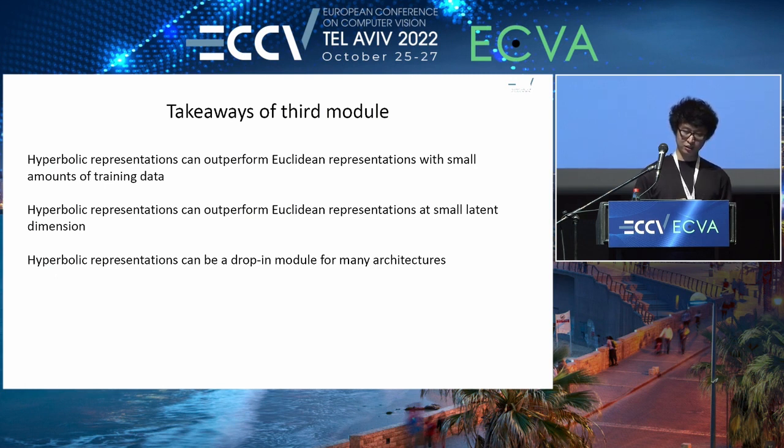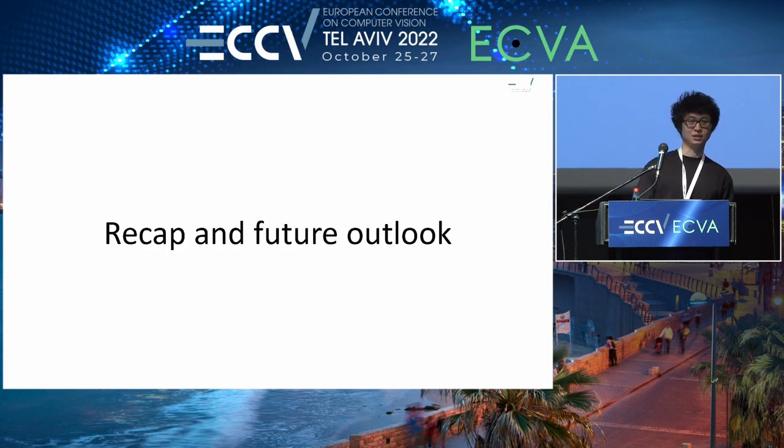And then finally, exploiting what we know about the hierarchy of images through self-supervision can be used to learn good hyperbolic representations that again can be used for downstream tasks. And so maybe we can open it up for questions.